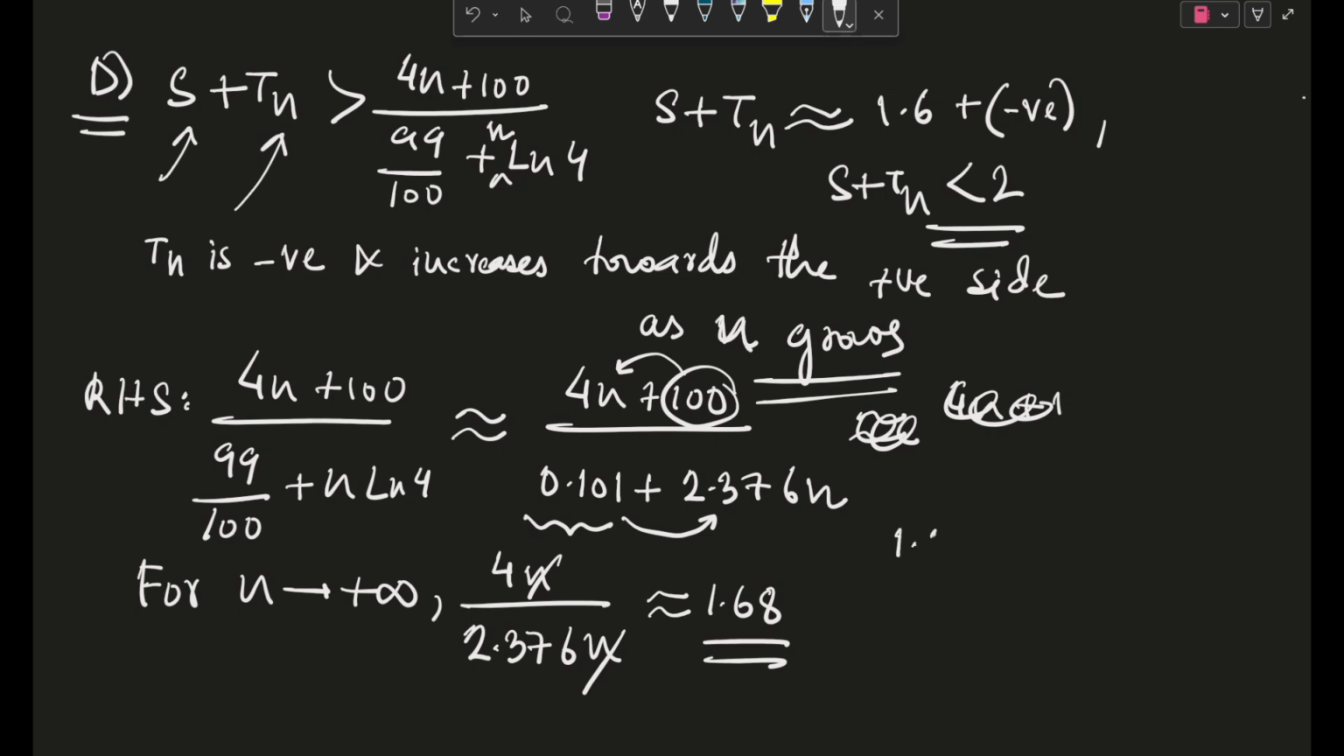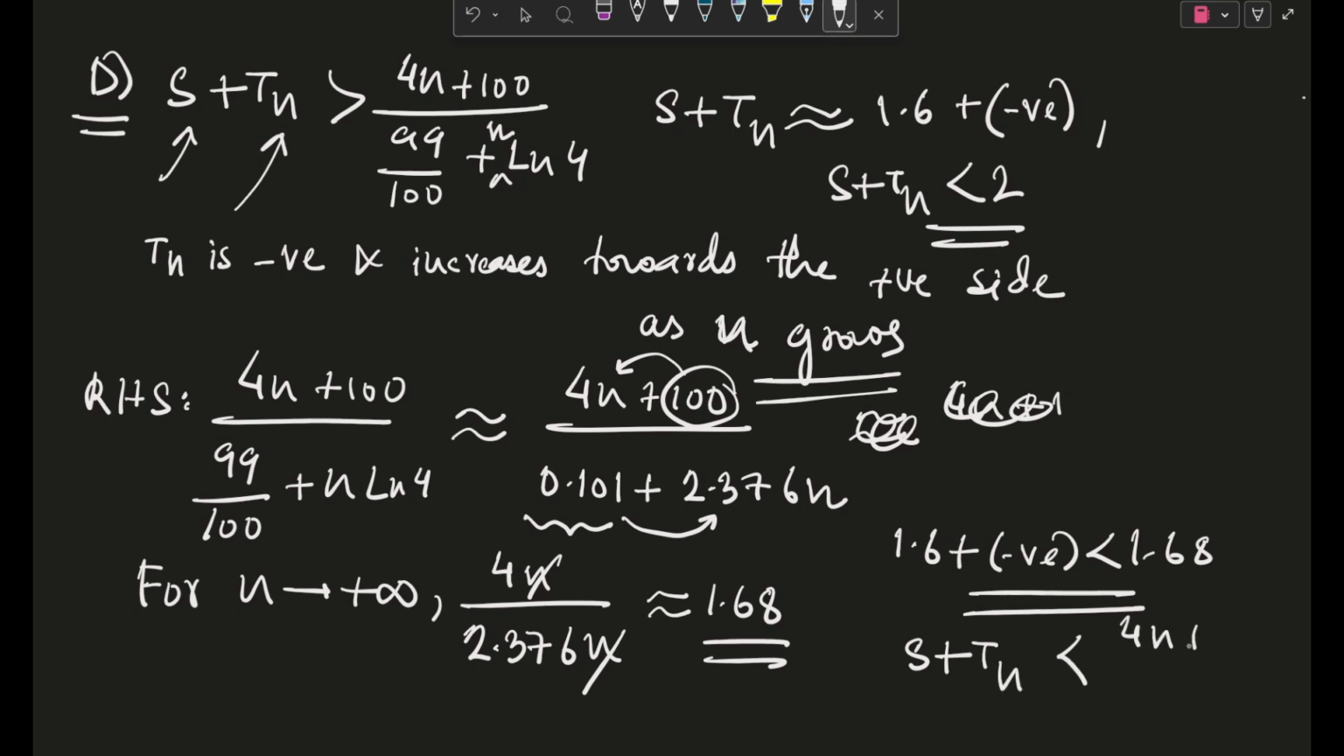Now 1.6 plus some negative value is obviously less than 1.68. This is something I hope I don't have to explain. Now this was S plus Tn, and this thing was your (4n plus 100) divided by (99 by 100) plus n ln 4, which means option D is wrong. This was pretty easy to prove.